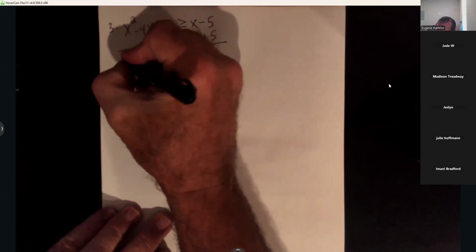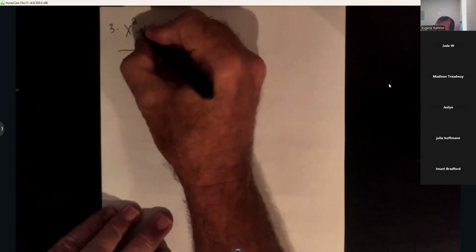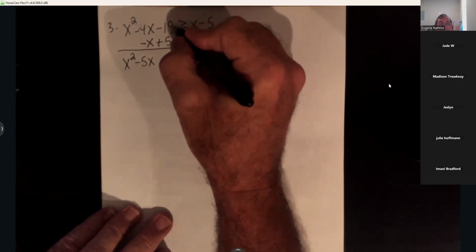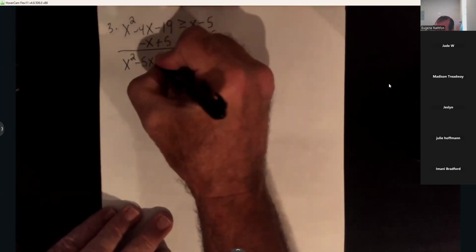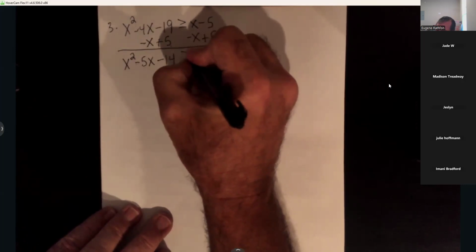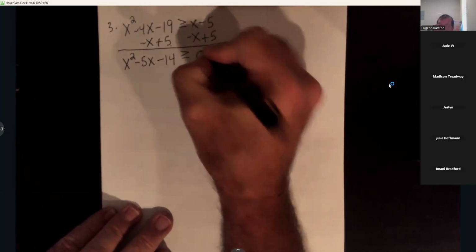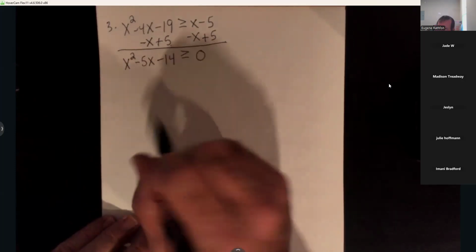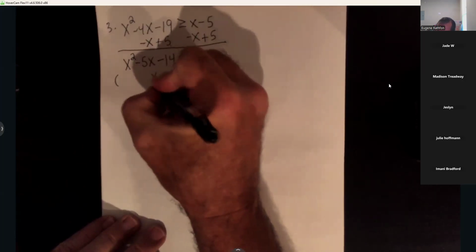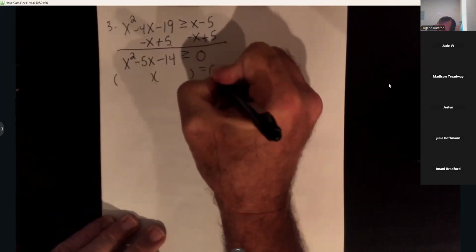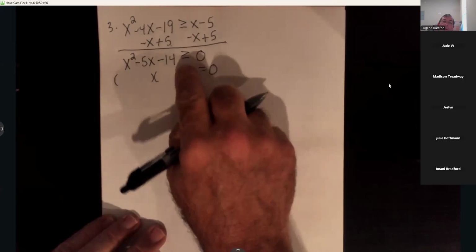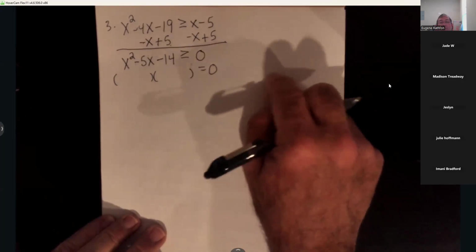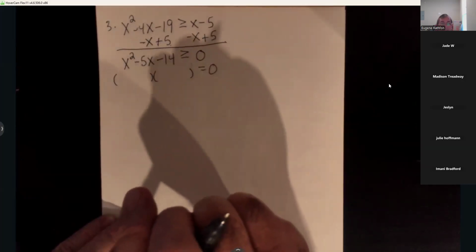So bring down your x squared. Negative 4 and negative 1 give you negative 5x. Negative 19 plus 5 is a negative 14. And that's going to be greater than or equal to 0. So look here, we're ready to factor now. And I'm going to set them equal to 0 just to get my two numbers. Now, I do know this one will use brackets, right? Because you got equals under this one. So when I do my numbers, they're going to have brackets this time, okay?